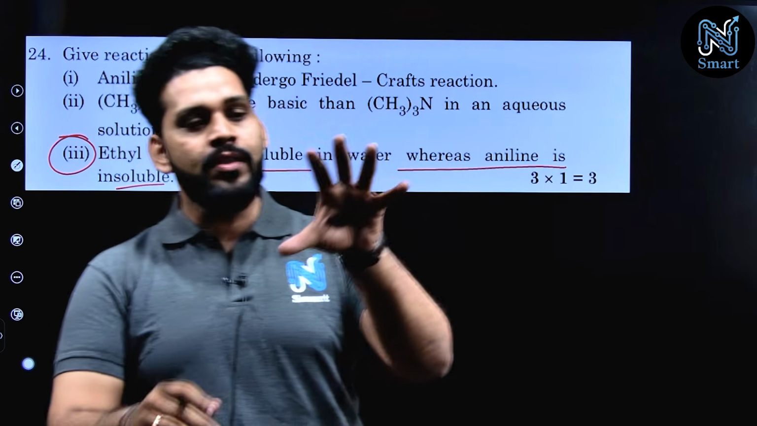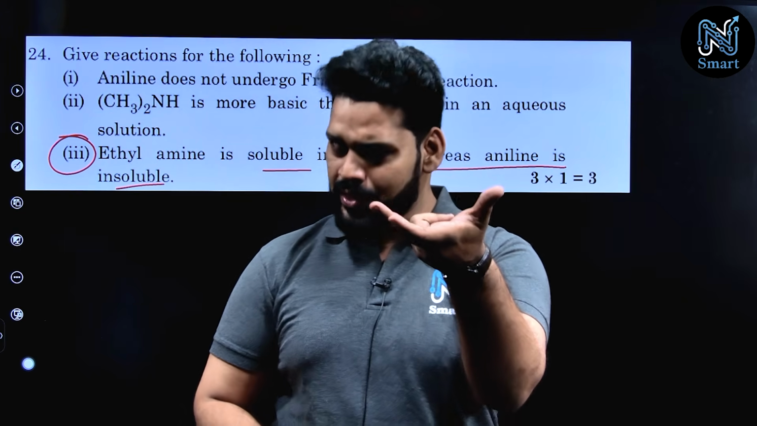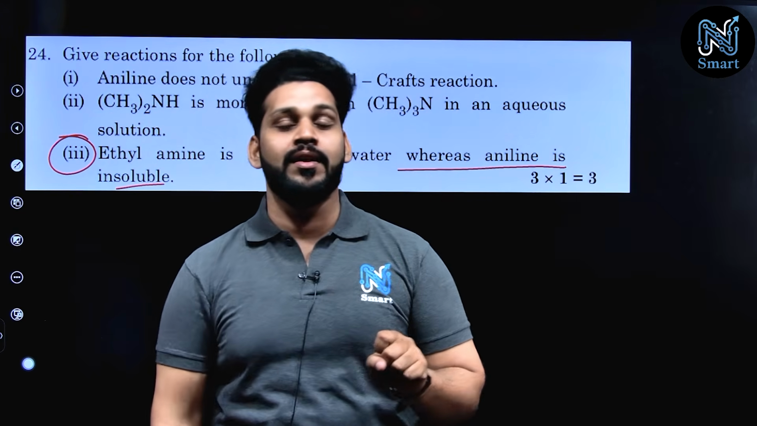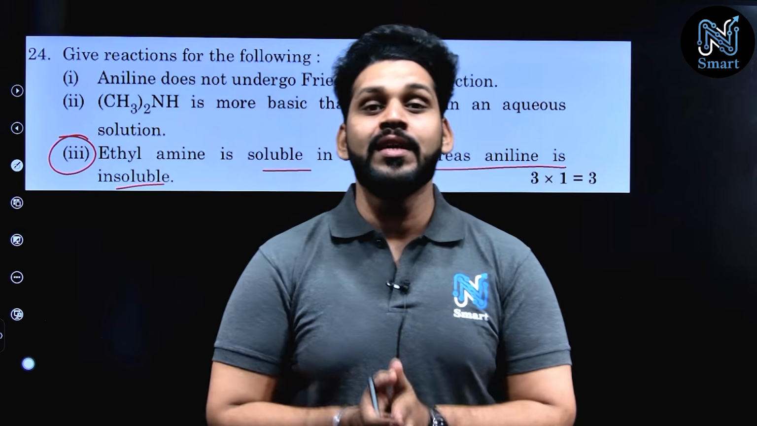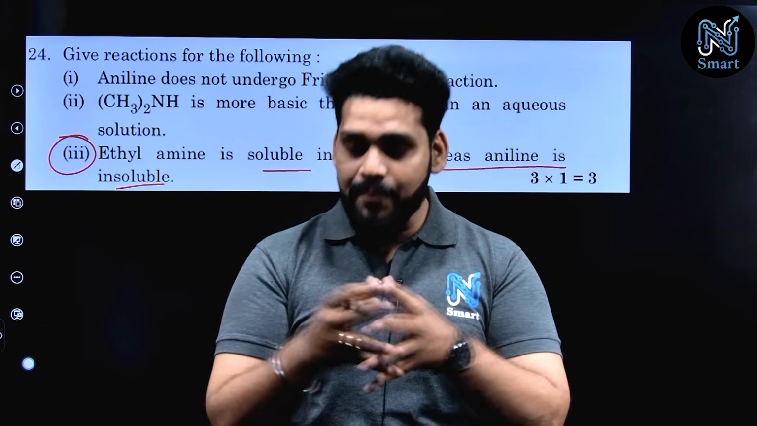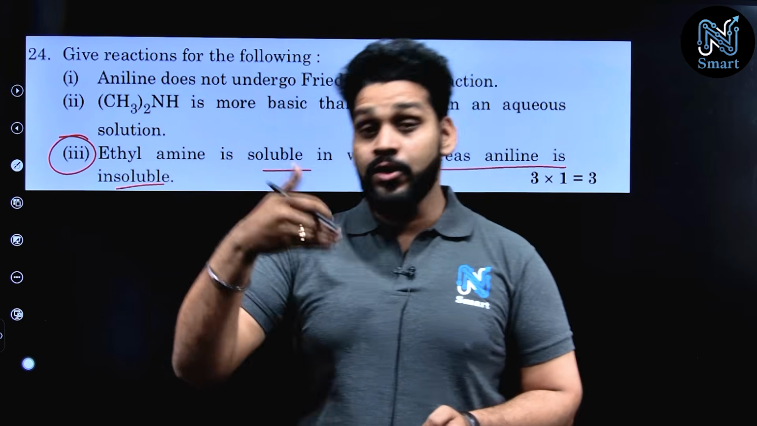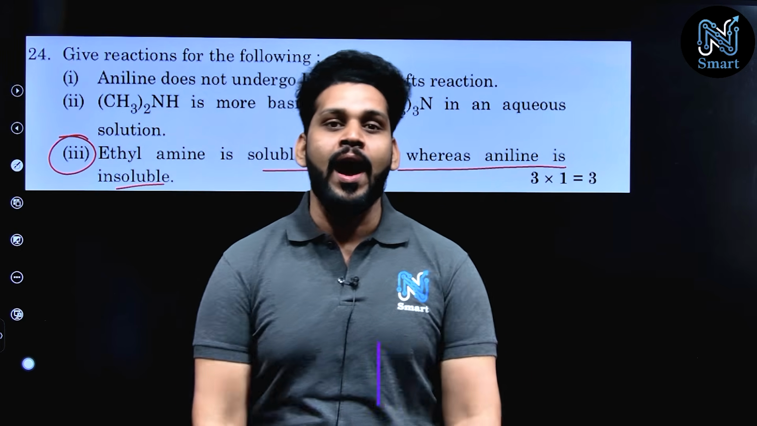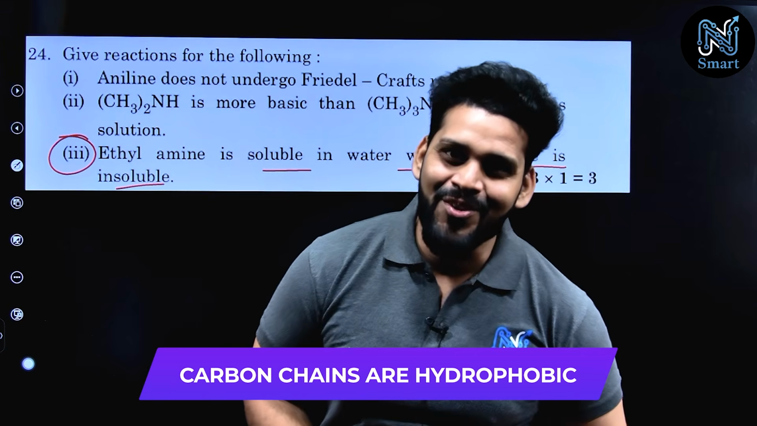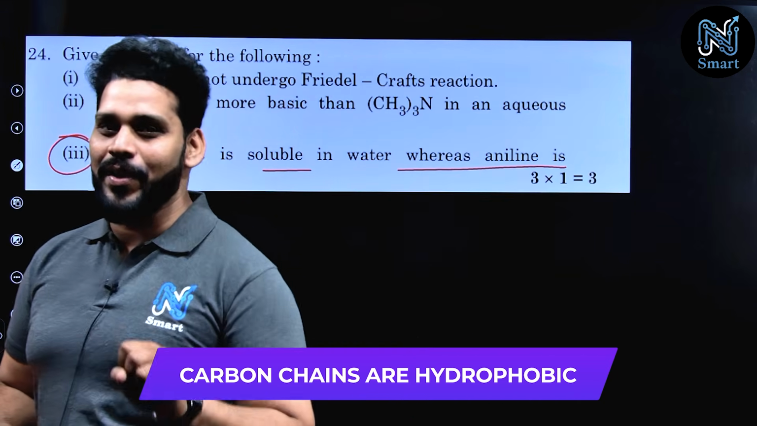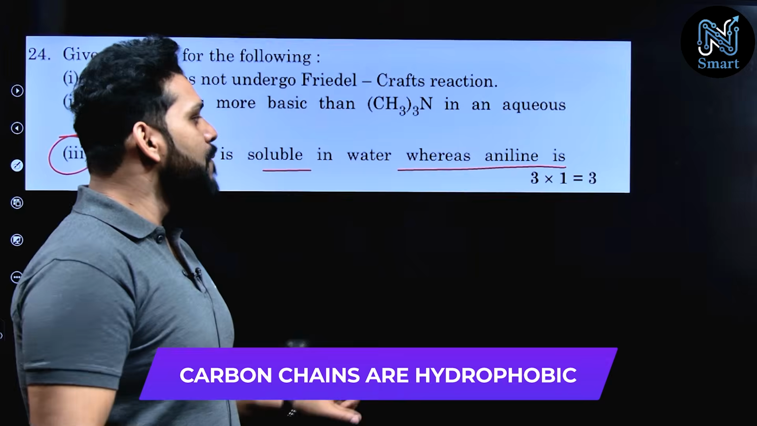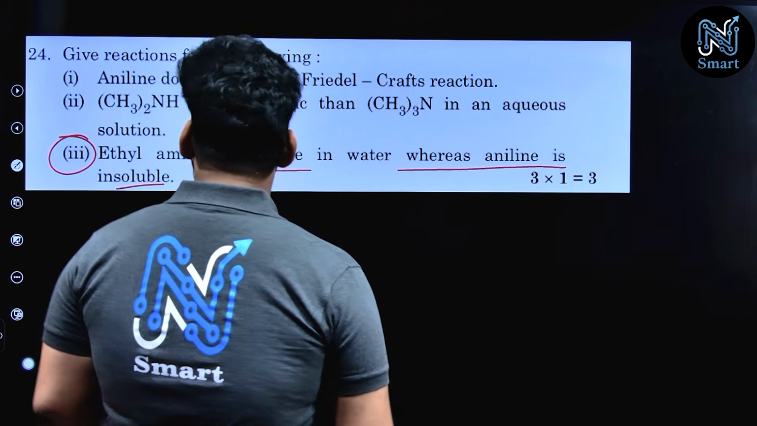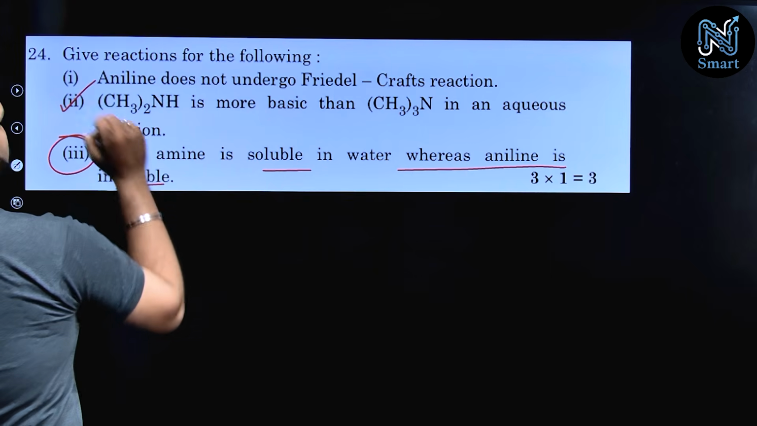Because in ethyl amine, the carbon chain was small, right? Only 2 carbons. Ethyl means 2 carbons, no? But when you talk about aniline, how many carbons, guys? 6 carbons. Benzene, right? There is a 6-carbon system there. And I told you in the previous session that whenever we have this carbon chain, it is what, guys? Hydrophobic. Very good. So it is hydrophobic, and because of the benzene part of aniline, it doesn't dissolve in water. Very good. Now we are going to talk about this particular question today.